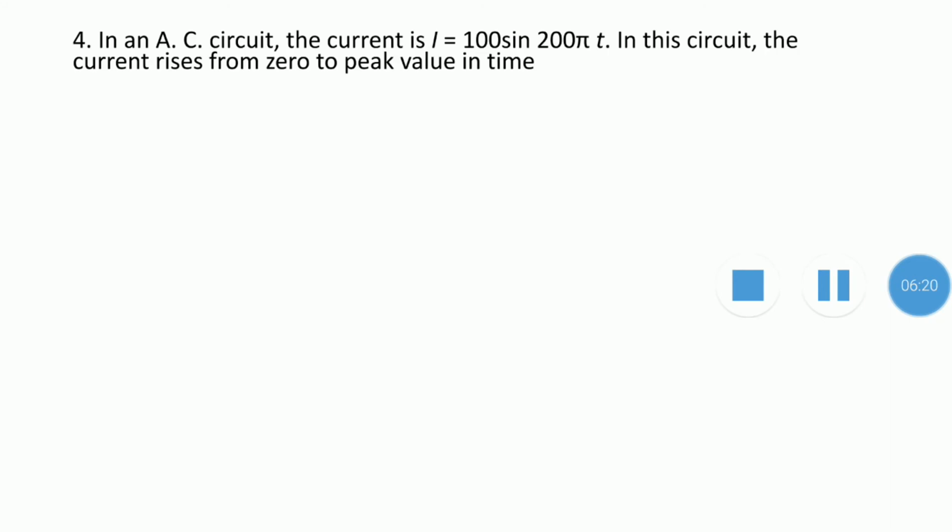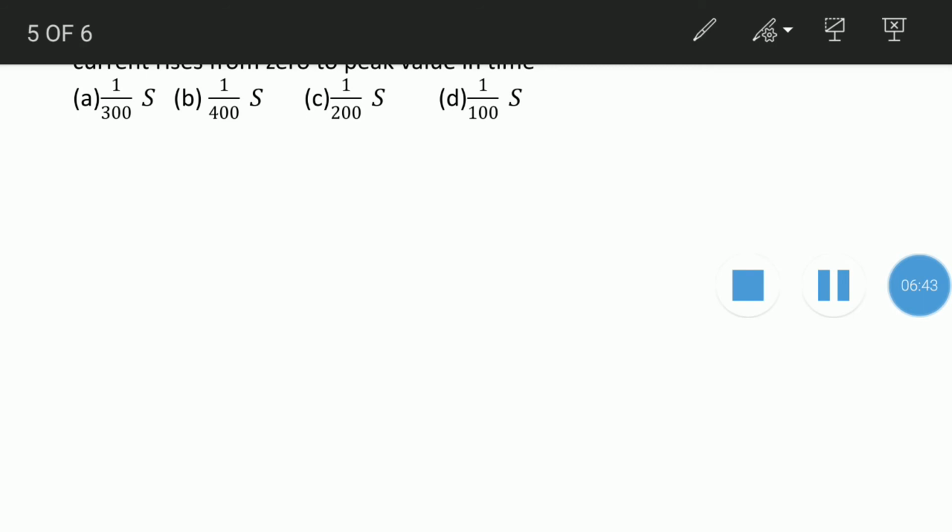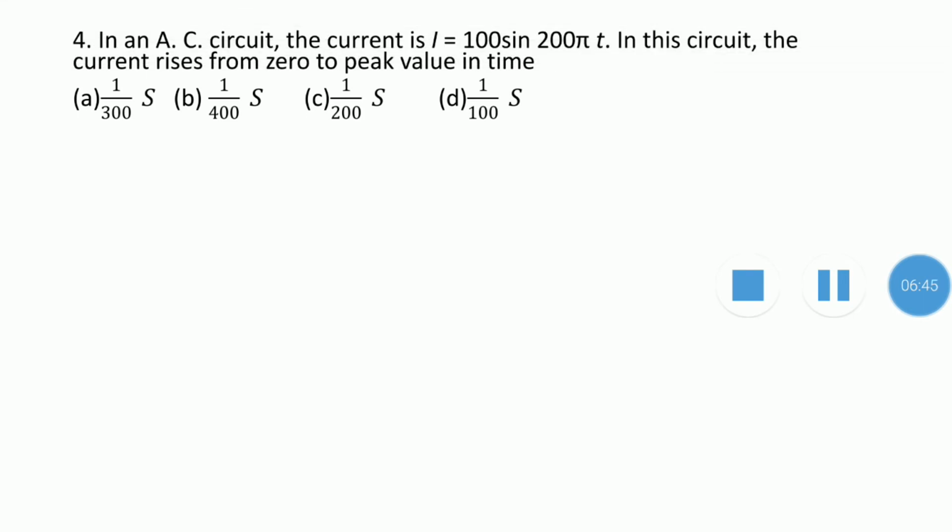Fourth question we have: in an AC circuit, the current I is equal to 100 sin 200 pi t. In this circuit, the current rises from 0 to peak value in time 1 by 300 second, 1 by 400 second, 1 by 200 second, and 1 divided by 100 second. How to find this value? Time value. Here, to find a time, at least we should know the frequency value.